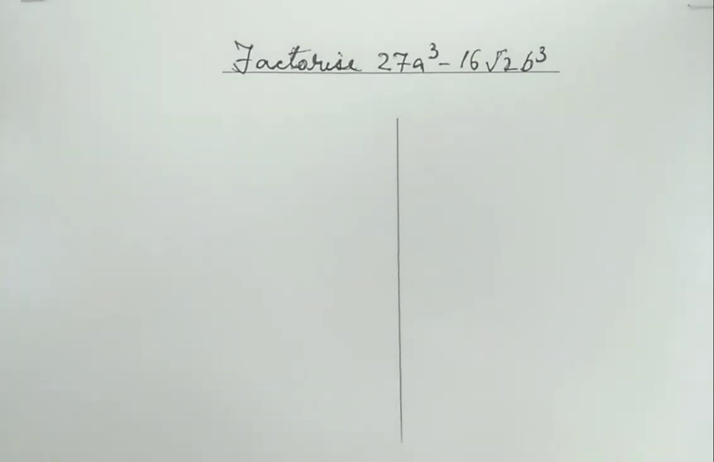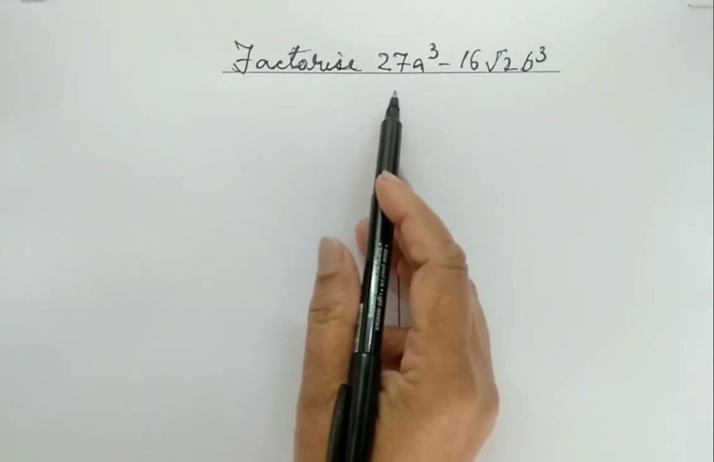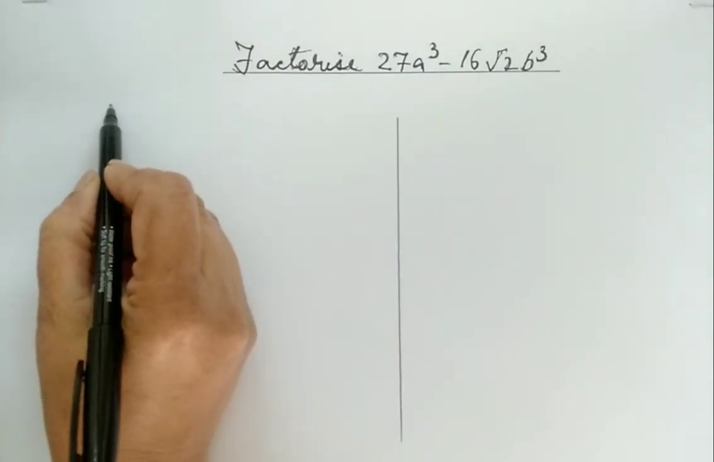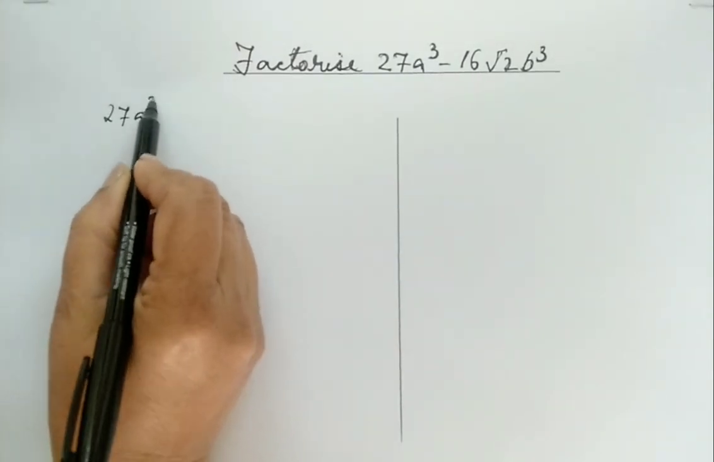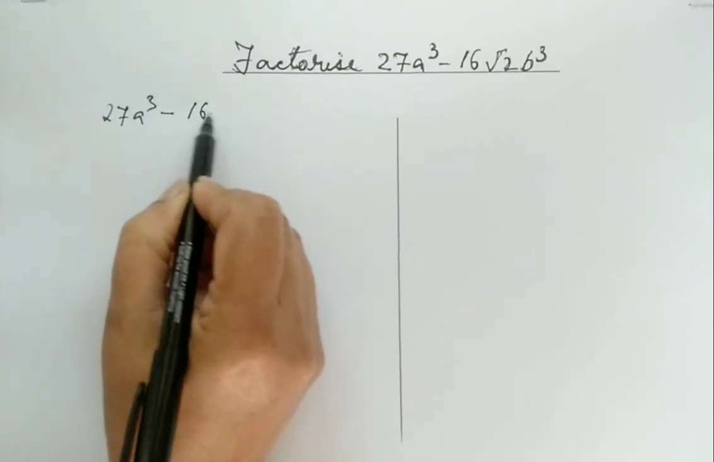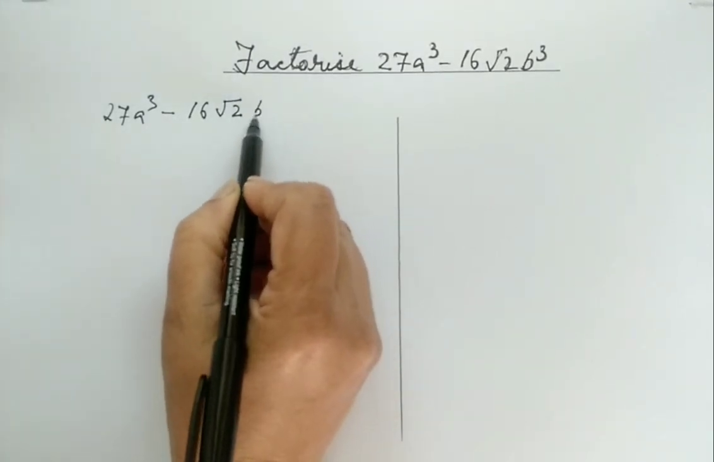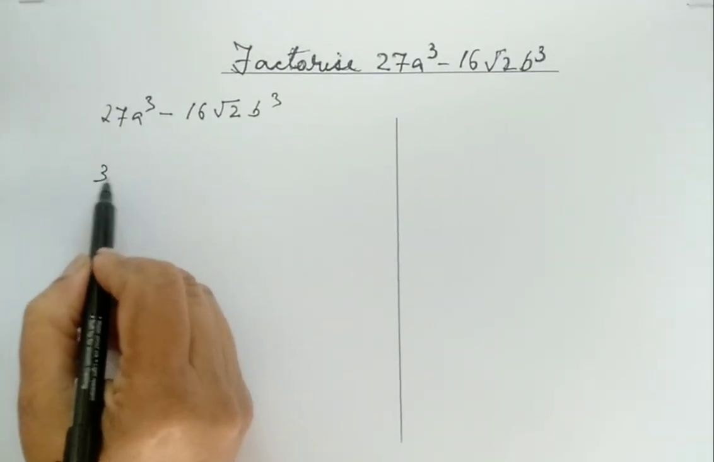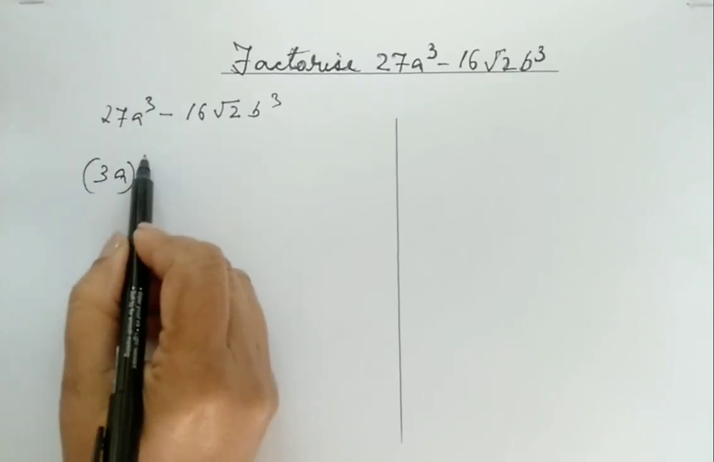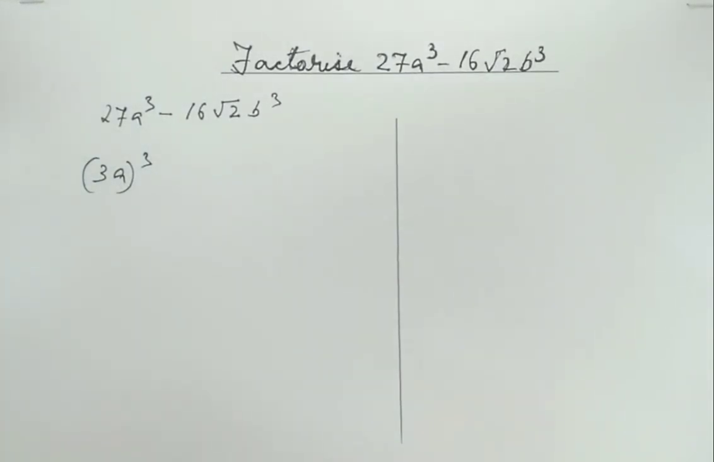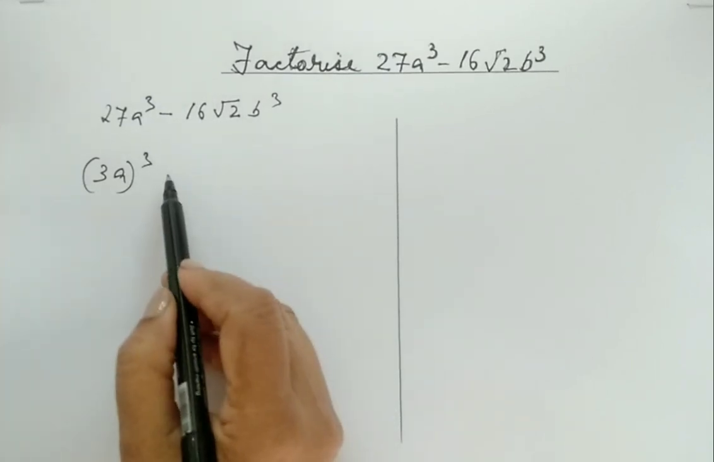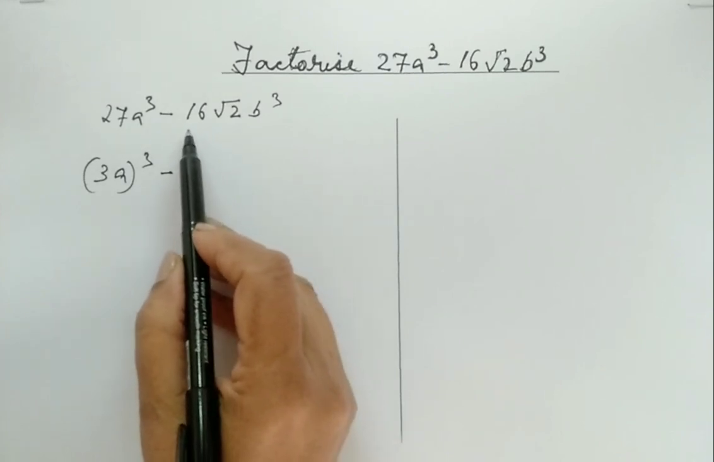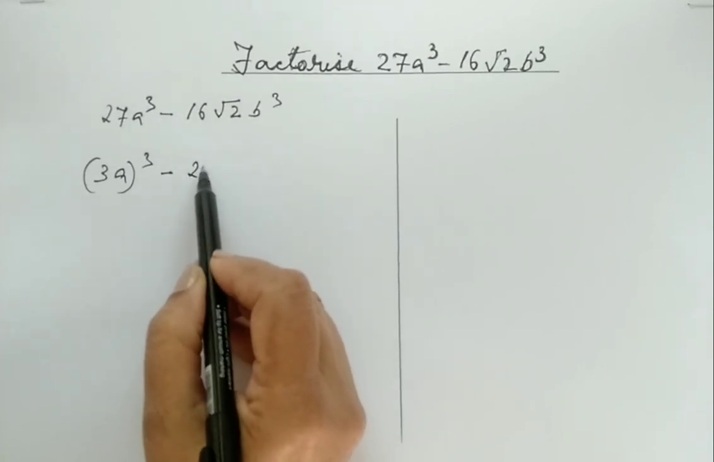Alright guys. So to start with, we have 27a cube. Now this seems very straightforward. So let me just copy down the question here. And as you can see, 27a cube can be readily written as 3a whole cube, isn't it? Now what about this? This seems a little twisted. So let us go step by step. 16 can be written as 2 to the power 4.